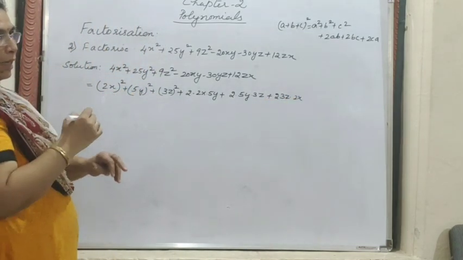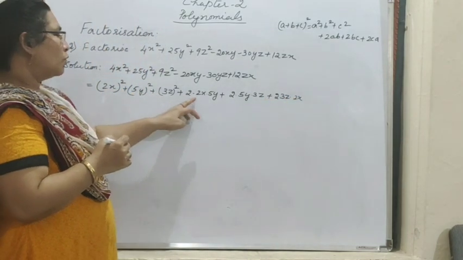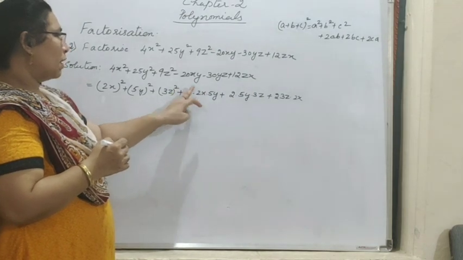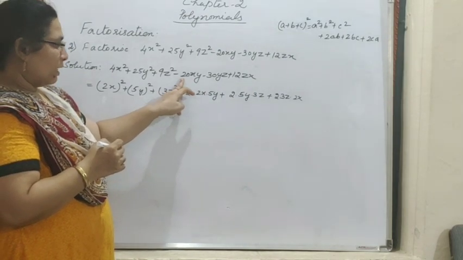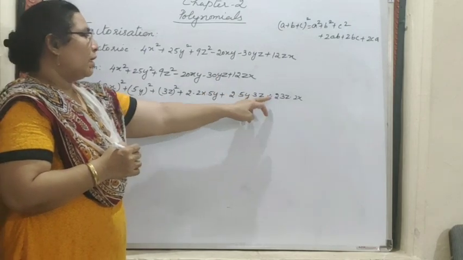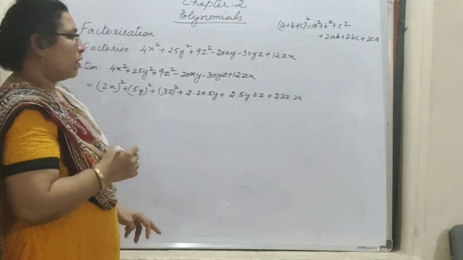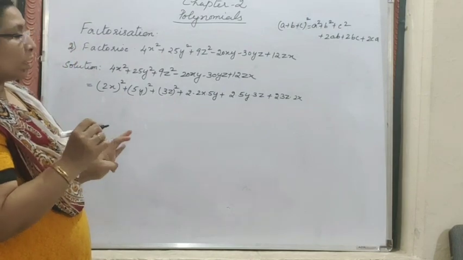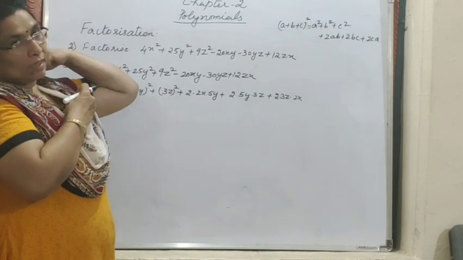Now we will multiply and see whether it is coming or not. 2 2s are 4, 4 5s are 20xy, but what is the change? Minus sign. Again 2 5s are 10, 10 into 3 30yz, again minus sign. Next 2 3s are 6, 6 2s are 12, 12zx. So you got that here two terms minus sign we are not getting.